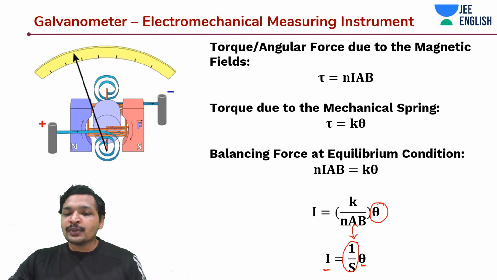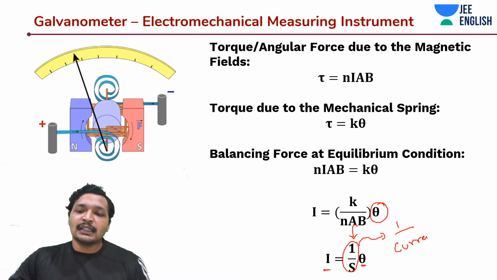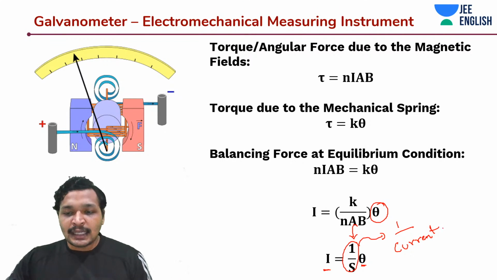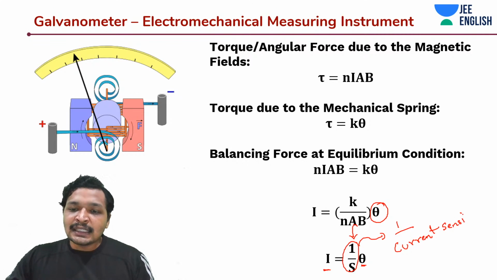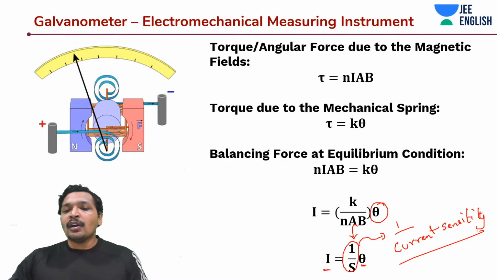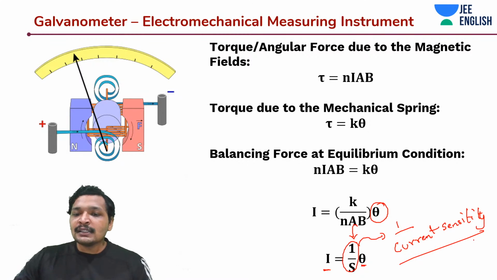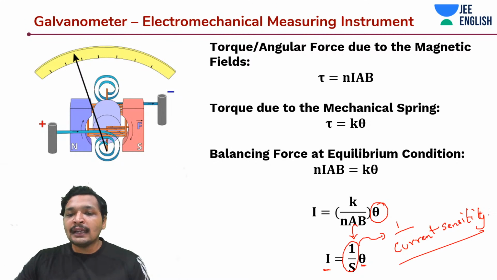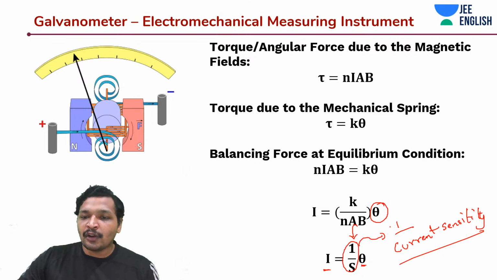And what is this 1 by S, students? This 1 by S is 1 by sensitivity. More appropriately said, it is current sensitivity. This is a key concept. Current sensitivity is an instrument property. What all is it dependent upon? Number of turns, area, magnetic field, and the couple per twist or the spring constant.